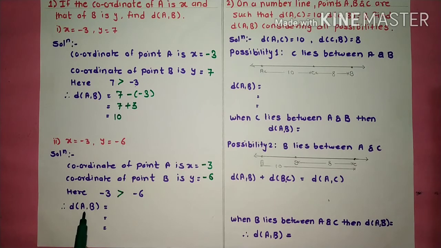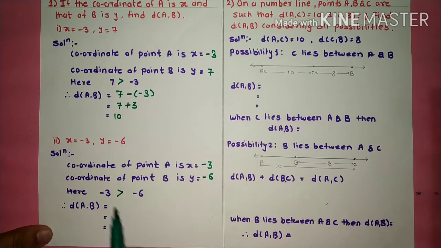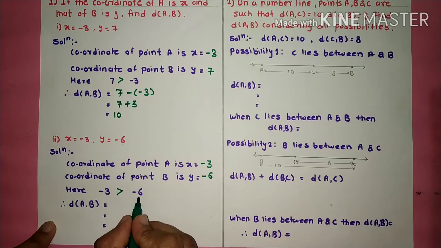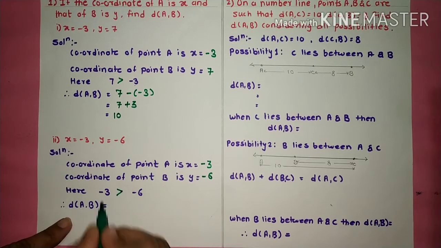Now find the distance AB. Distance AB is calculated by subtracting the smaller coordinate from the larger coordinate. Therefore, we subtract -6 from -3.